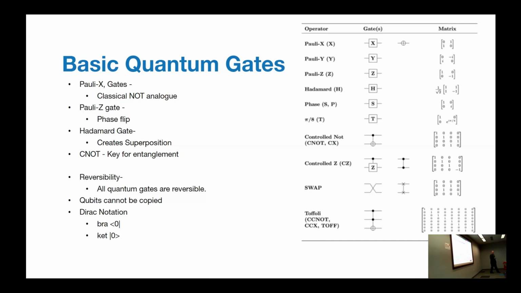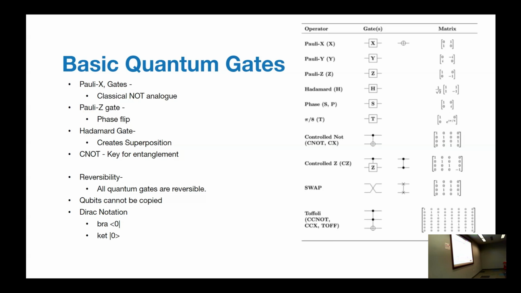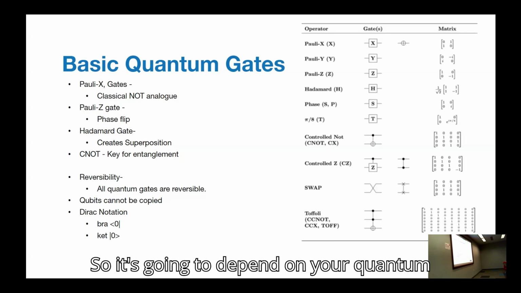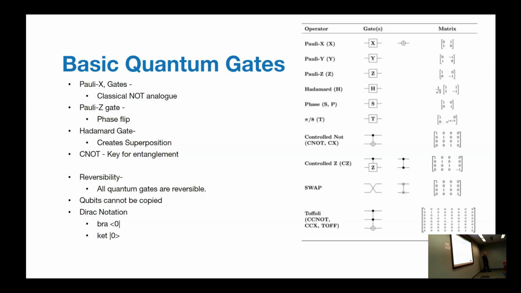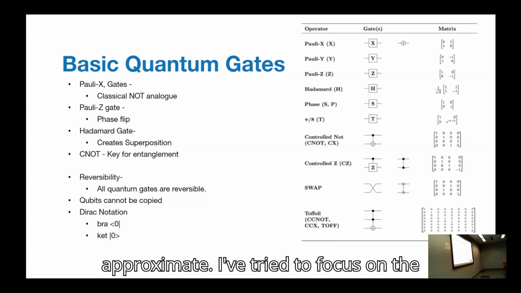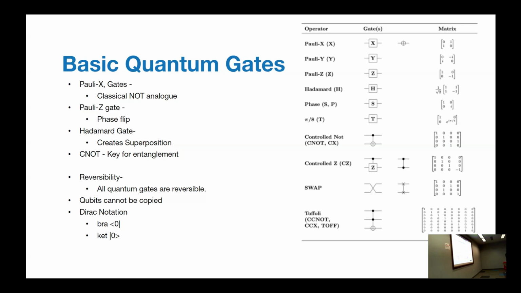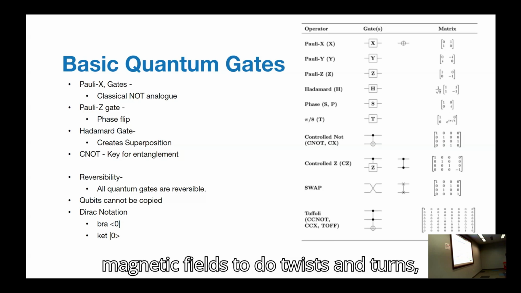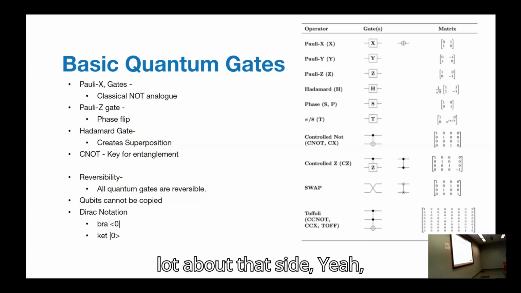All right. So with that, though, all of these gates are reversible. We physically realize this case, so it's going to depend on the quantum hardware that you're working with. Just an electron. Yes, sir. And you know, this is going to be approximate. I've tried to focus on the quantum computing side, but a lot of times we are going to use magnetic fields to do twists and turns, but we just represent that with linear algebra. I'll be honest, I don't know a lot about that physics side. If anybody knows more, I'd love to hear it.